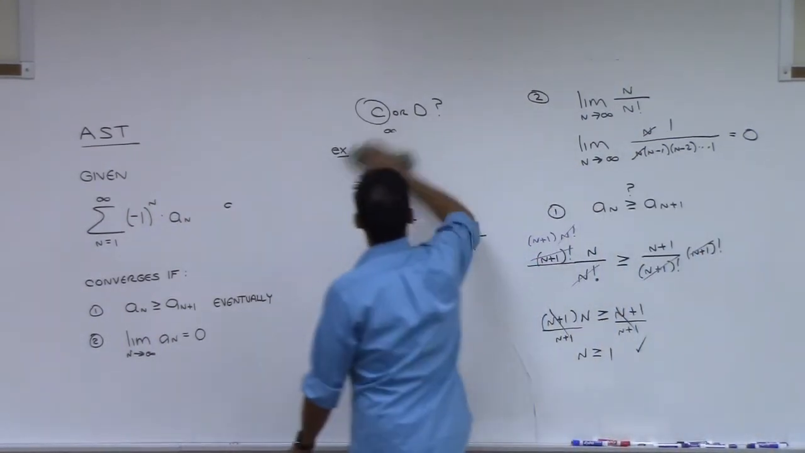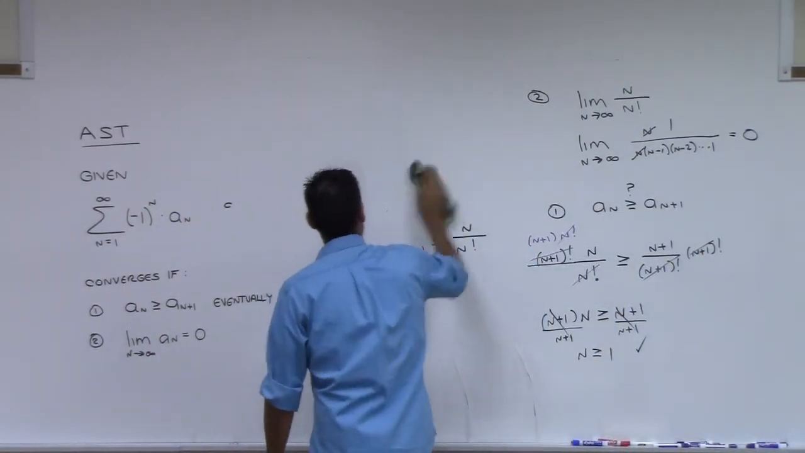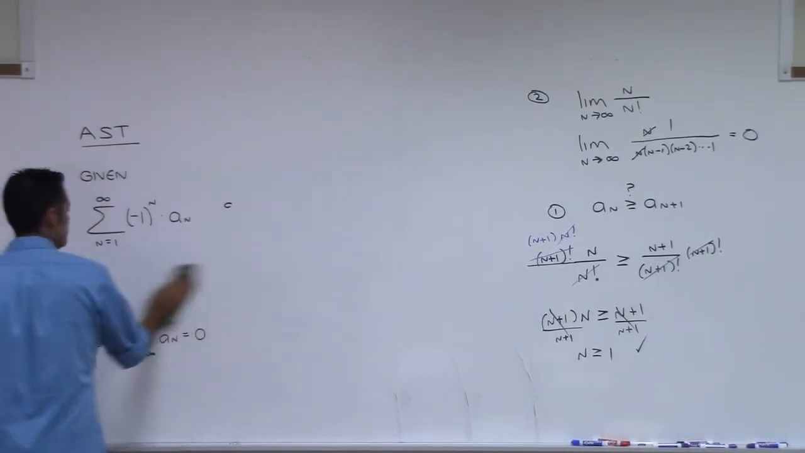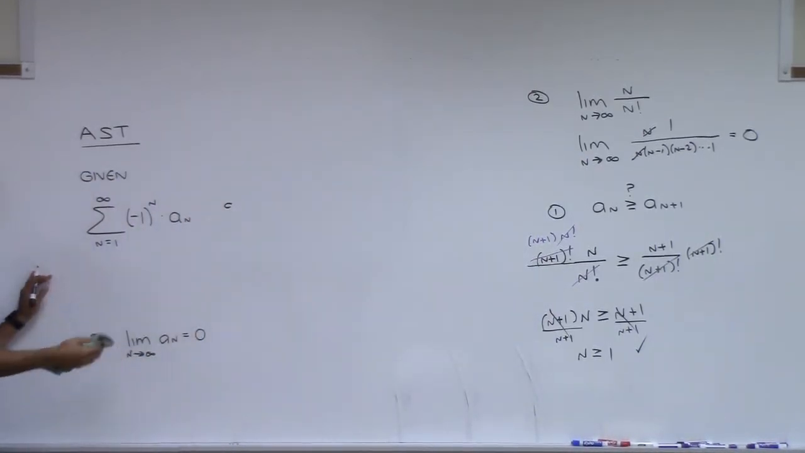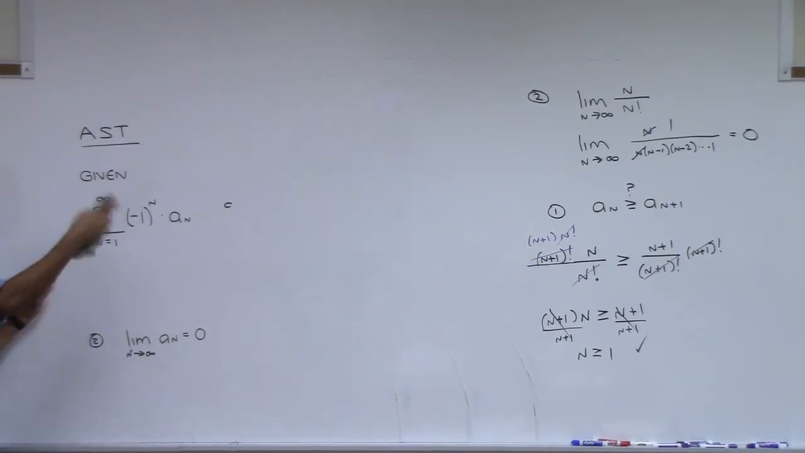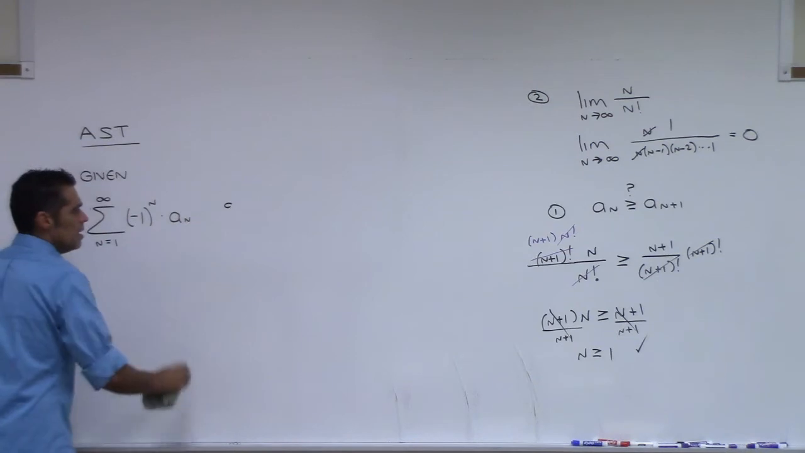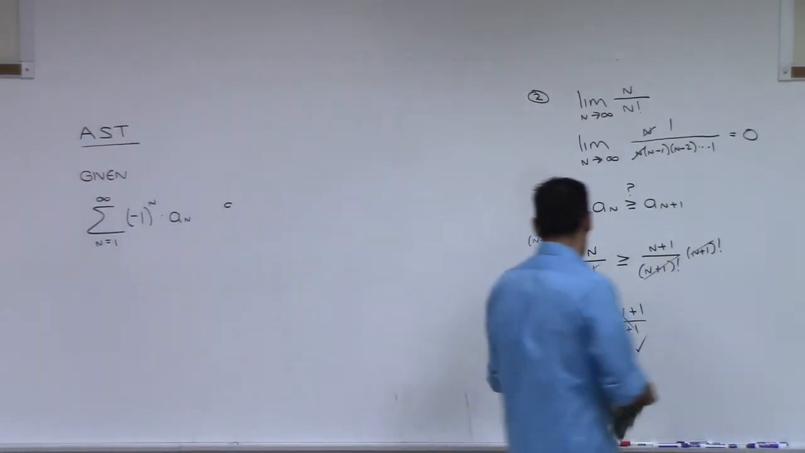All right. So that's the alternating series test. It's a great test because it's pretty easy to implement, right? Just check for the decreasing, take your limit, hope for 0. We're in business.